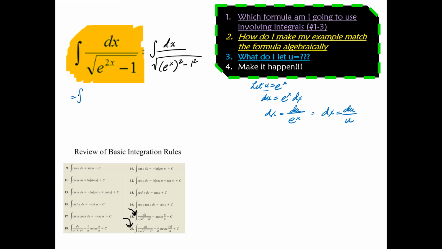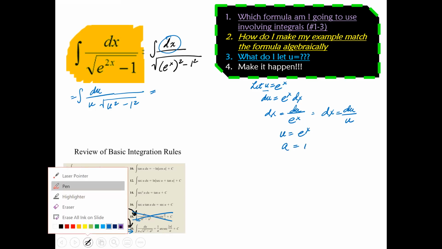Now let's go ahead and rewrite this. I'm going to replace my dx with a du over u, square root, e to the x, remember e to the x is u, squared, minus 1 squared. So now notice you can't use the arcsine one because you need to have a u here, and instead you have to use the arcsecant, okay? But everything is in terms of u, and I can see that my u is going to be e to the x, which means my a has to be 1.